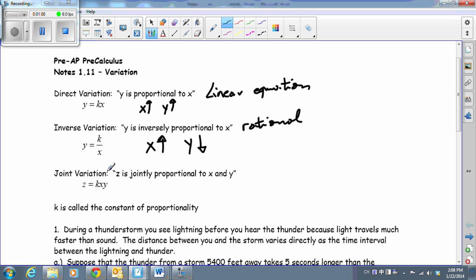Joint variation usually involves more than one variable. z is jointly proportional to x and y. In other words, it will give you again a linear equation, but this time you have double variables on the right side and one single variable on the left side. So as x increases and y increases, z will also increase. k is called the constant of proportionality.